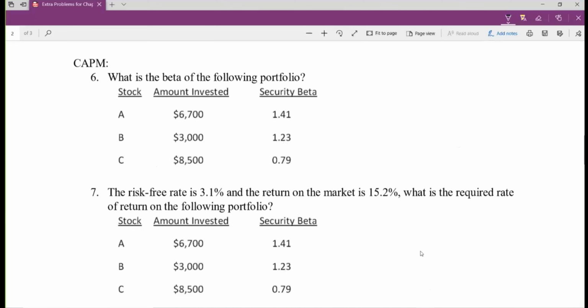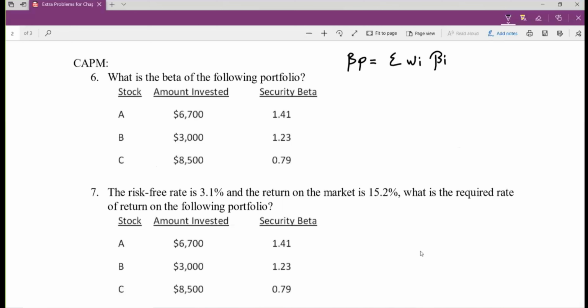Now, applications on the capital asset pricing model. The first question is to compute beta of the following portfolio. Now, let me write first the formula. Beta of the portfolio equals the sum of the product of WI times beta I. So mainly, beta of a portfolio is a weighted average beta of the individual securities included in that portfolio.